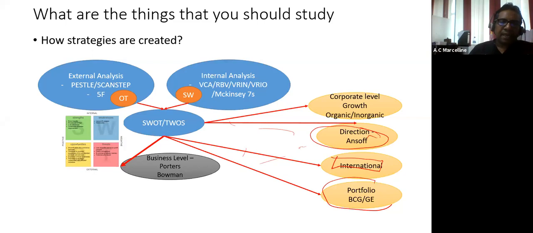The business level strategy generally decides on your competitiveness. That will tell you whether you're going to work on cost leadership, or on differentiation, or a hybrid in between. So we have two models over there. We are looking at Porter's generic strategies or Bowman's clock model. So these are the options available.